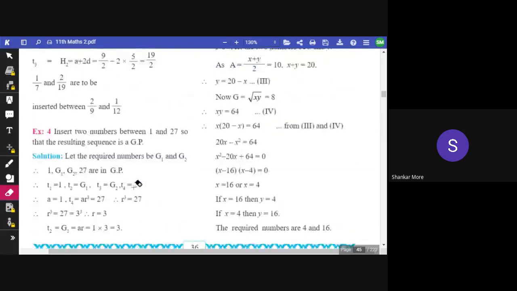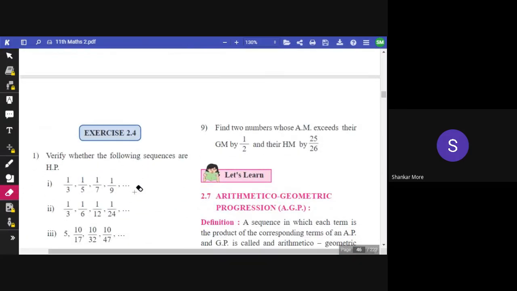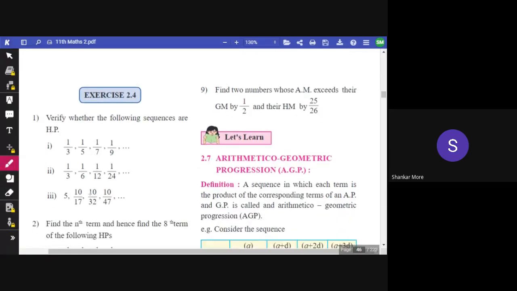Okay, so I think I should give you some examples so that I will know whether you have understood or not. Solve this example. Let us solve all of them. Solve 3 examples: whether the following sequences are HP or not. If you are saying this is HP, then you have to provide the value of A and R also. You have to write the answer like: it is HP and A is equal to this, R is equal to this. Or it is not HP.